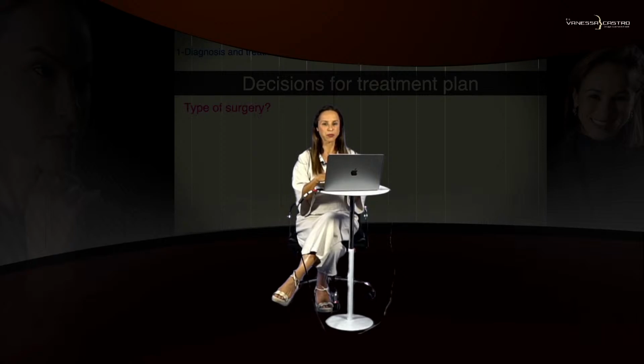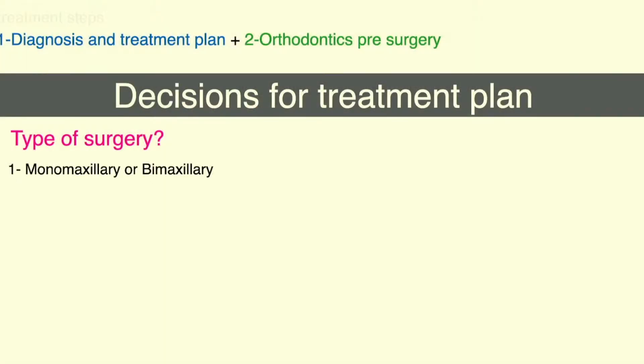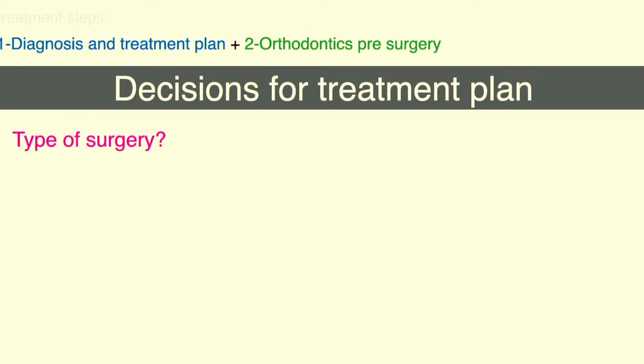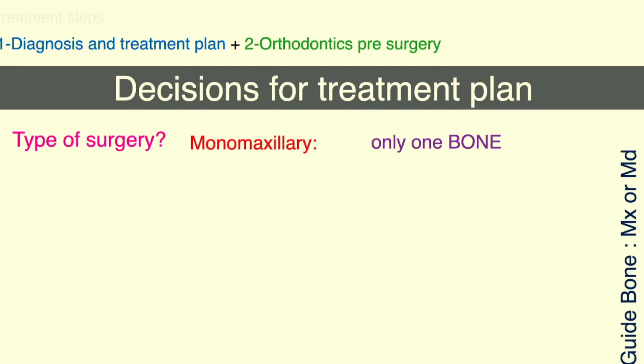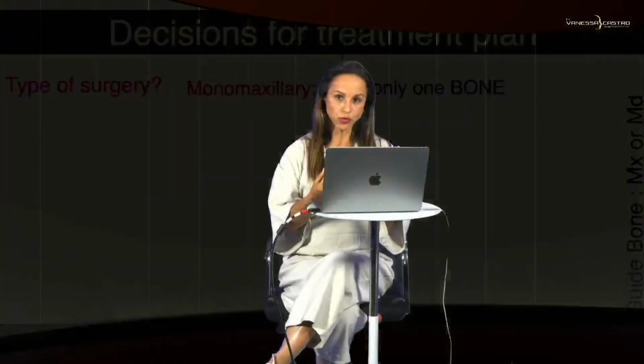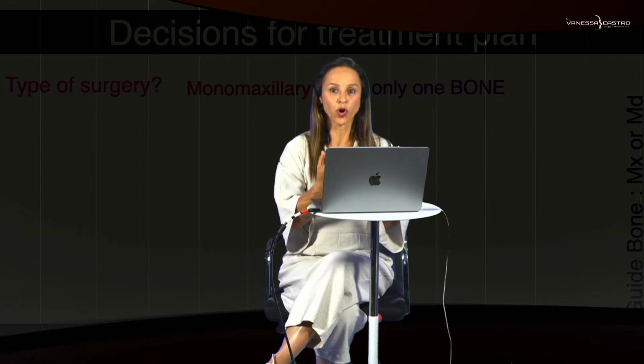When we talk about type of surgery, what am I talking about? I'm talking about monomaxillary or bimaxillary surgery, single or multiple osteotomy. And when we think about monomaxillary, I'm talking about doing surgery only in one bone. What does it mean for you? It means that I have a guide bone. I need one bone that is going to be my guide, either maxilla or mandible, and the other bone is the problem, the pathology bone, where I will do the surgery.